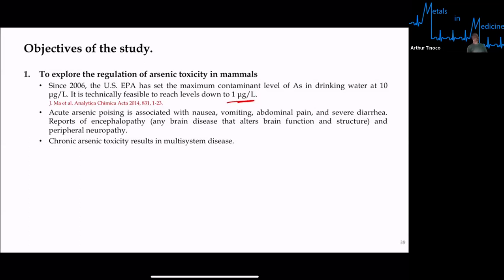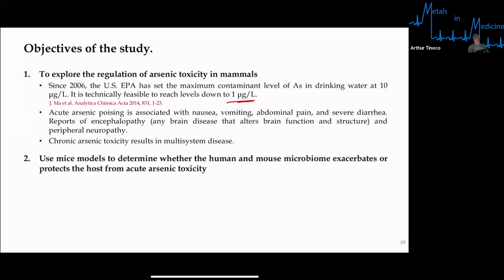It turns out that acute arsenic poisoning can lead to different physiological effects: nausea, vomiting, abdominal pain, and severe diarrhea. There are also reports of encephalopathy, which is a brain disease that can alter brain function and structure, and also peripheral neuropathy. When you have chronic arsenic toxicity, meaning longer exposure to this particular element, you can have a multi-system disease condition.